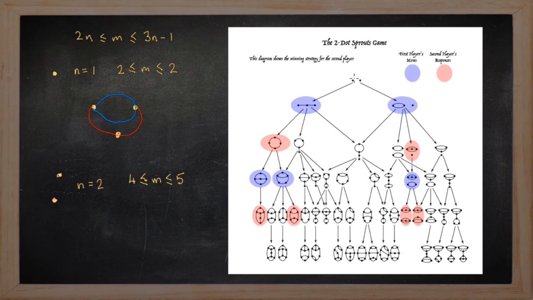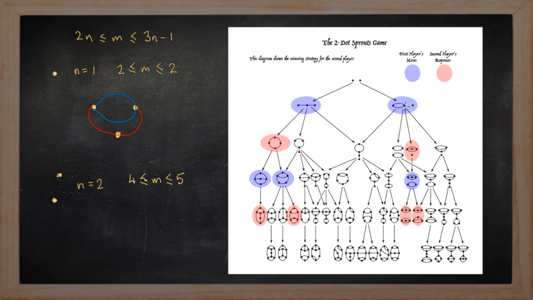So we're looking at 2 dots. Now the first player has 2 basic choices. They could either just join the 2 dots and put another dot in the middle, or loop on one of the dots and put a dot on that loop. There are essentially no other types of moves. So the first player has 2 choices.